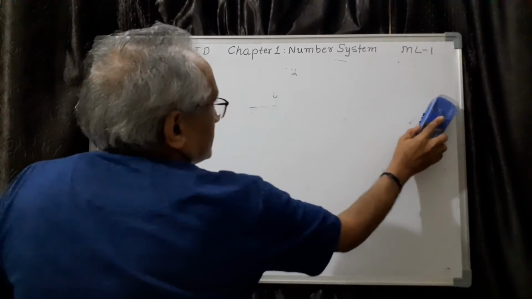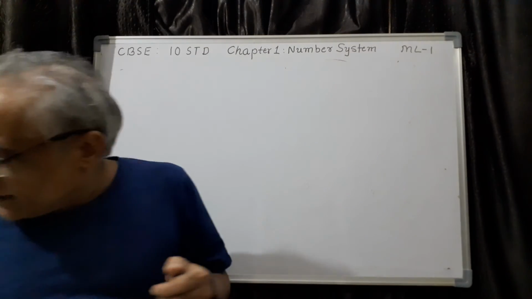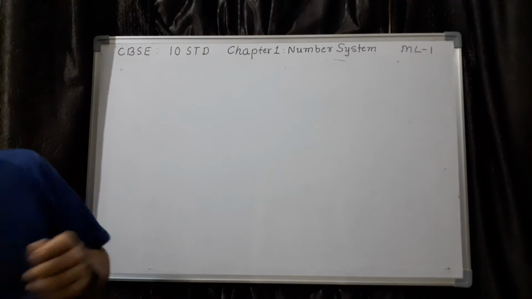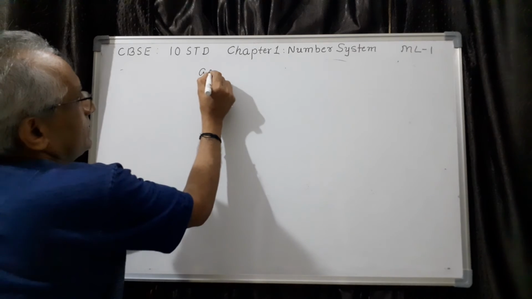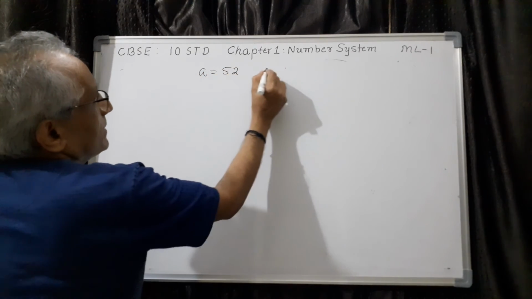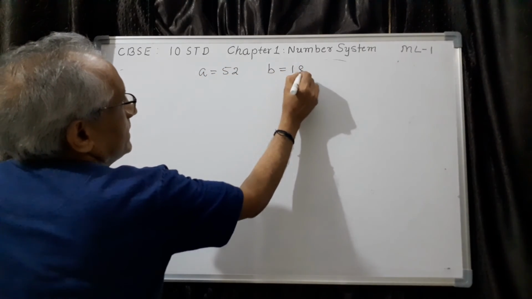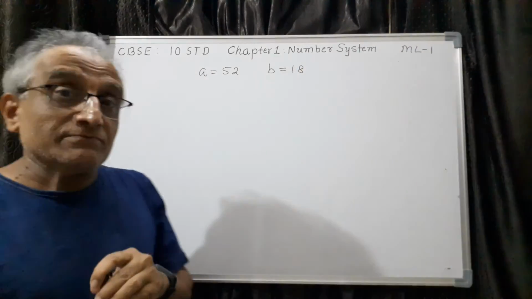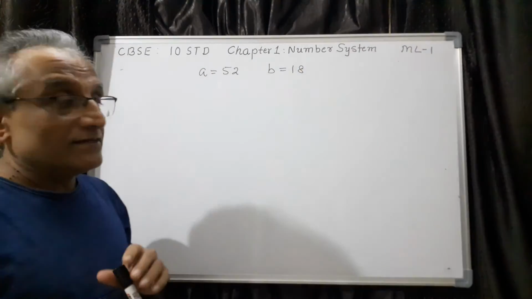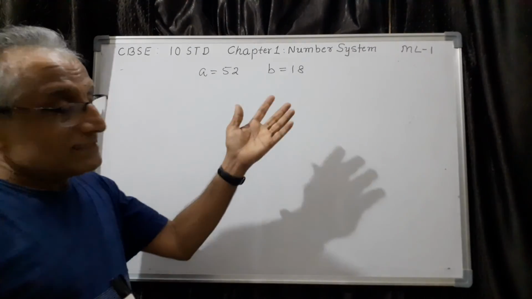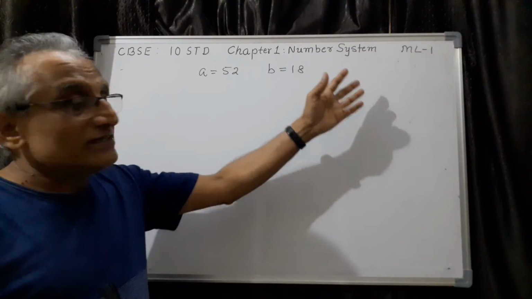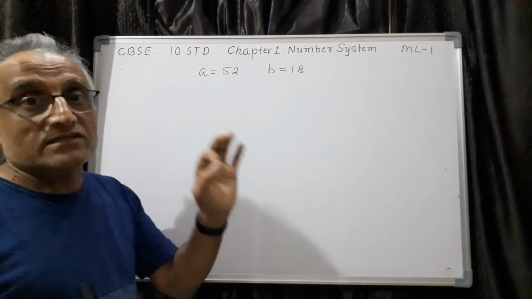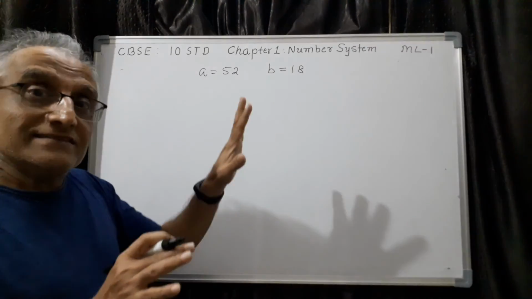Find the HCF of, let us say, 52 and 18. So let us take a equal to 52 and b equal to 18. So I have taken some simple examples in the beginning, because in your textbook very big numbers are given. Don't worry whether it is a big number or a small number, we have to divide and find, that's all. It's only a question of time, but the concept is the same.